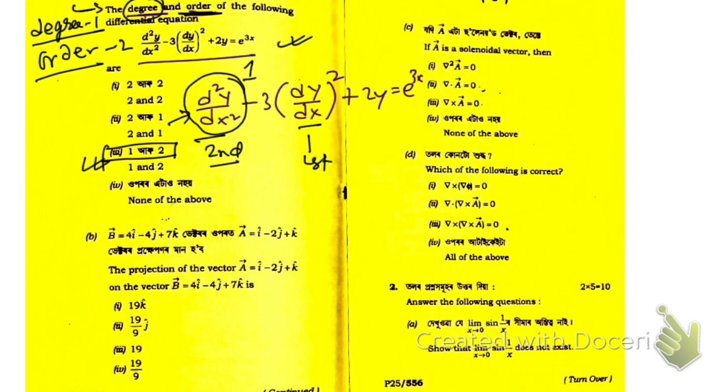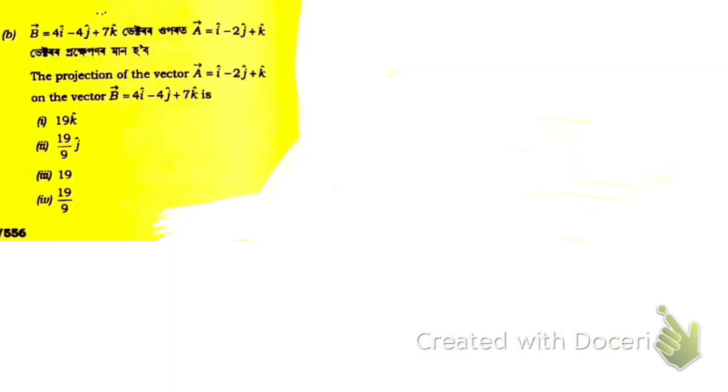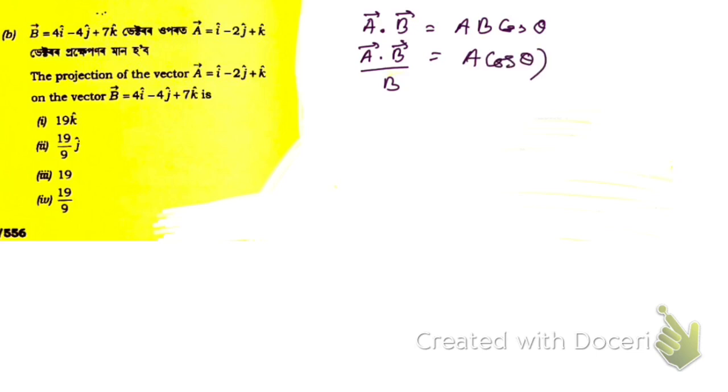Okay, now let's move on to the next question, question number B. Here we need to find the projection of this vector A on this vector B. Let me show you how to find the projection. We know that vector A dot vector B is equal to AB cos theta, right? And A dot B by magnitude of vector B is A cos theta. This A cos theta is the projection of vector A on B. There are two terms, on B and along B.